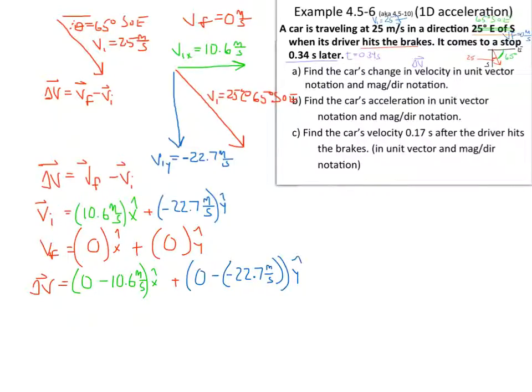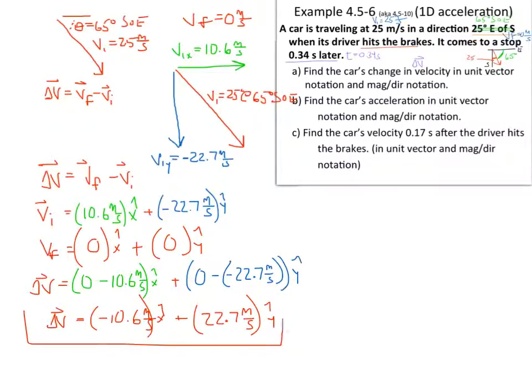All right, and that simplifies to, and now I will just use all red. Our delta V in unit vector notation is going to be negative 10.6 meters per second x hat. That's an x hat right there. And 22.7 meters per second in the y hat direction, like that. That's our answer for our change in velocity in unit vector notation. All right, that's part A1.